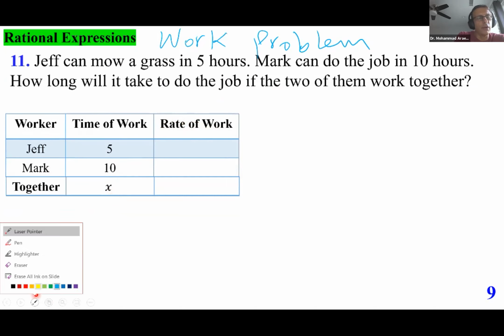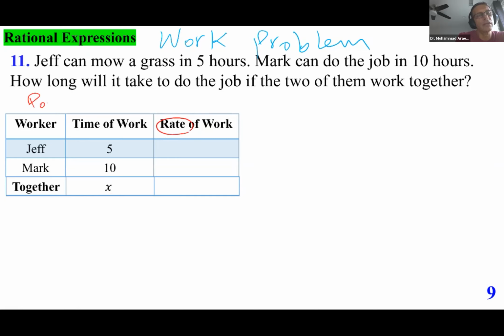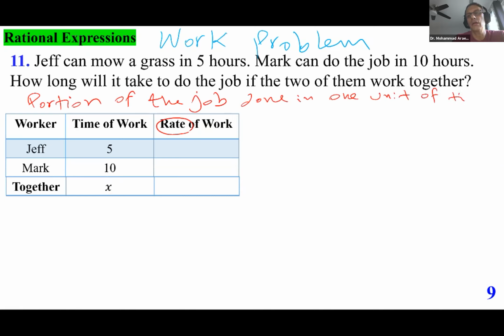I'm going to define the rate in this case so everybody's clear. Rate is defined as portion or fraction of the job done in 1 unit of time. And I say 1 unit because it may be minutes, hours, months, whatever the units are. So if Jeff can do the job in 5 hours, that means in 1 hour, he can do 1/5, Mark can do 1/10, and together 1/x.